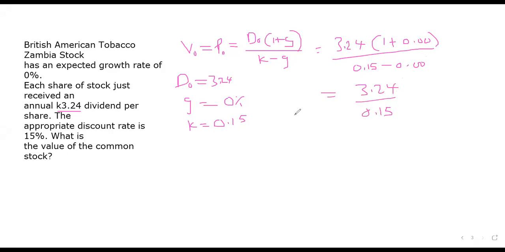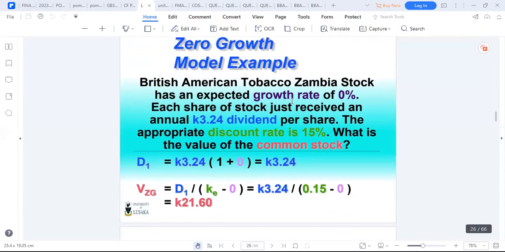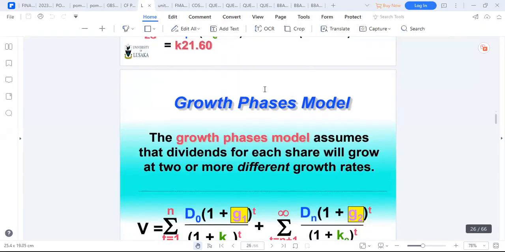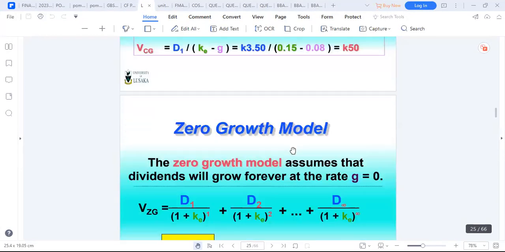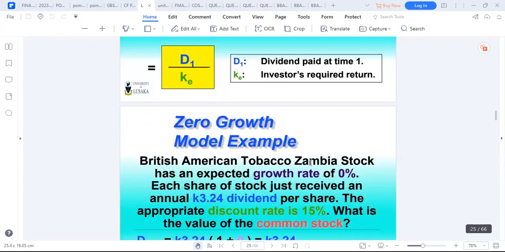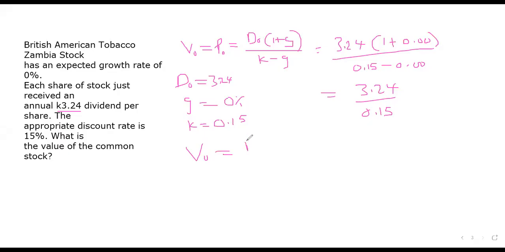So you can discover that the 0 is, in essence, not affecting the computation. So this is under a zero growth model where there's no growth in the dividend. This equation sometimes is manipulated as follows. When you have zero growth, you are as good as saying the value of stock now is simply D1 over KE. Our D1 is actually our D0. So you just have 3.24 over 15%.